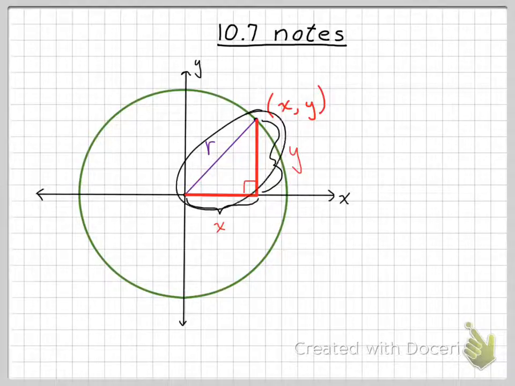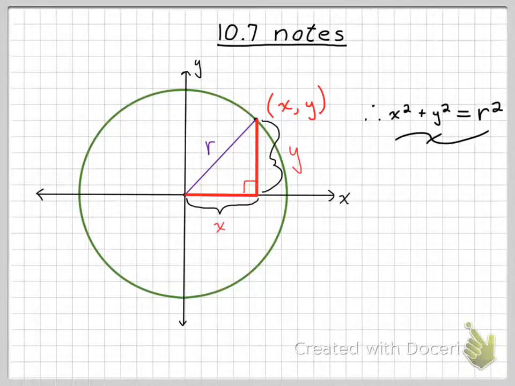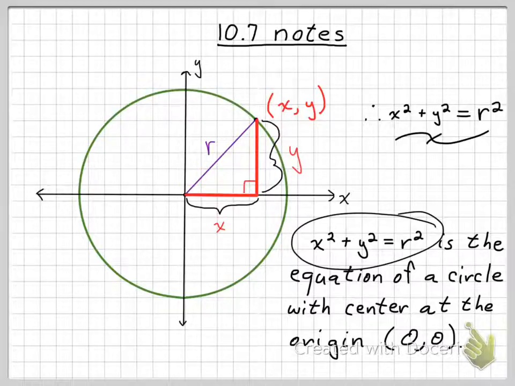And so we have this triangle, and using the Pythagorean theorem, we have one side squared plus the other side squared is equal to r squared. So we have x squared plus y squared equals r squared, and that is the equation of a circle with the center at the origin, or the center at 0, 0. So the equation of a circle with the center at 0, 0 is x squared plus y squared equals r squared.